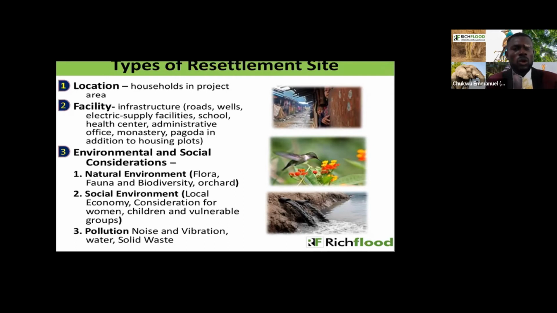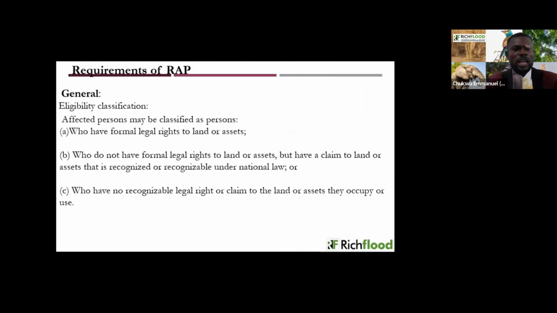Now, the person that owns the crop is recognized as a person that has a claim on that land, and there are people who have no recognizable legal rights or claim to the land or assets they occupy or use. These are people that are classified as people that are affected.